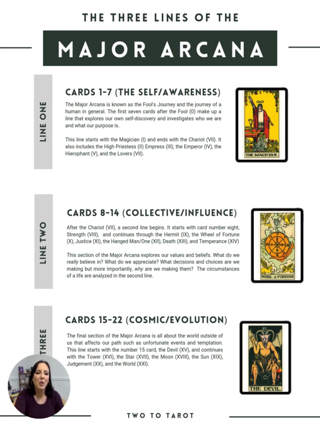All right, now we are with the 3 lines. So I talked about this earlier. I said number 1 through 7 is the self or the awareness. The major arcana is the fool's journey, and this line starts with the magician and it ends with the chariot. It includes the high priestess, the empress, the emperor, the hierophant, and lovers, and then the chariot. And this is going to be our focus.